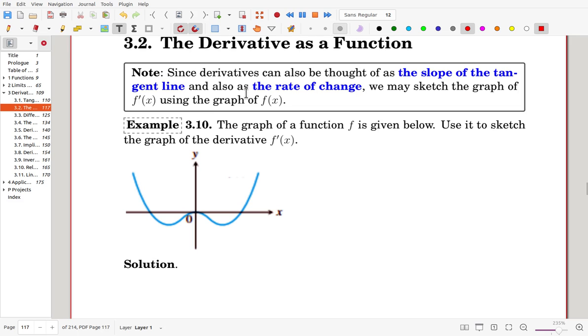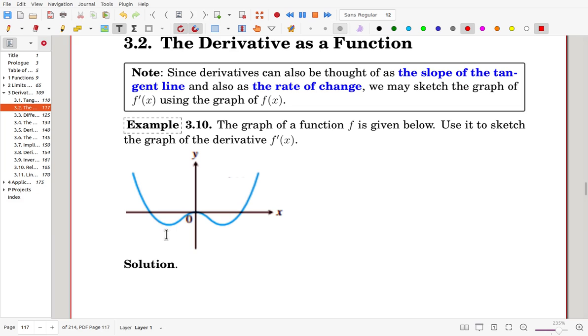Because a derivative can be considered as the slope of the tangent line or as the rate of change, we may sketch the graph of the derivative using the graph of f of x. Let's see this example. Here, the graph of f is given, and we'll use it to sketch the graph of the derivative.